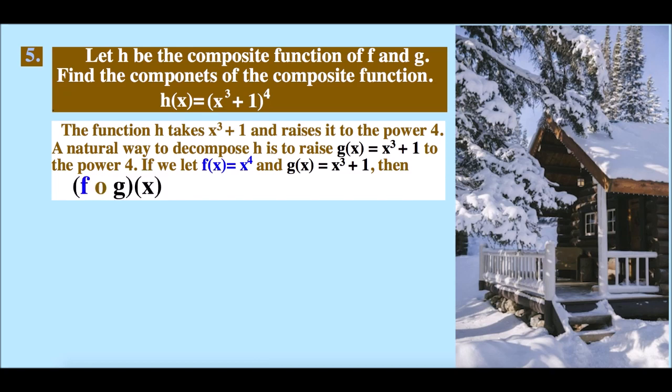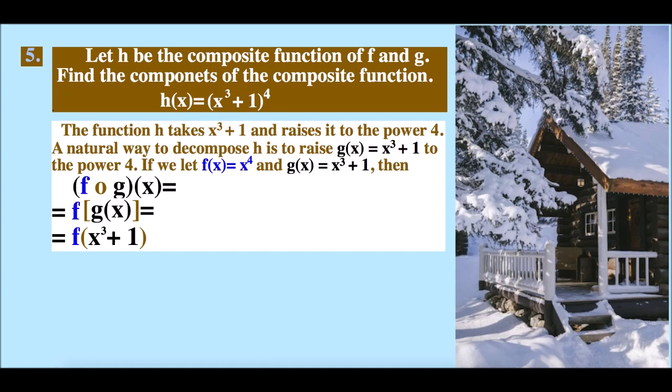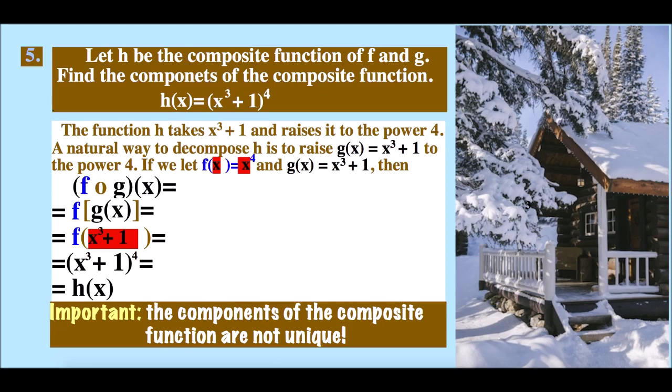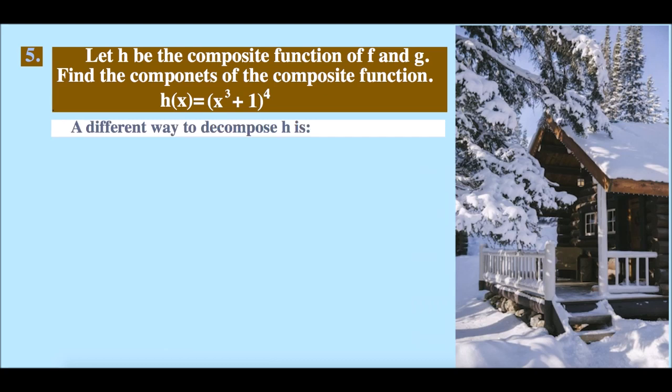then f composed with g of x is equal to f of g of x, which is equal to f of x cubed plus 1. Then we plug in x cubed plus 1 as our x in our f of x function, and we obtain open parentheses, x cubed plus 1, everything to the 4th, which is equal to h of x. Important: the components of the composite function are not unique.